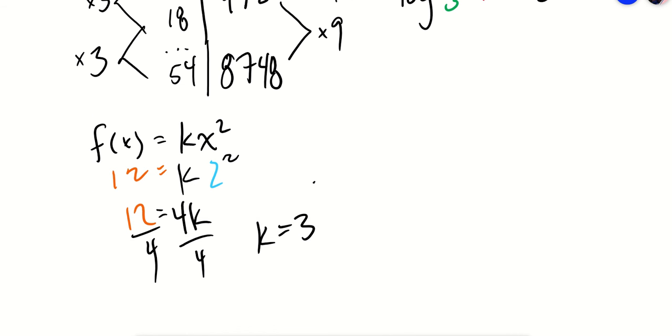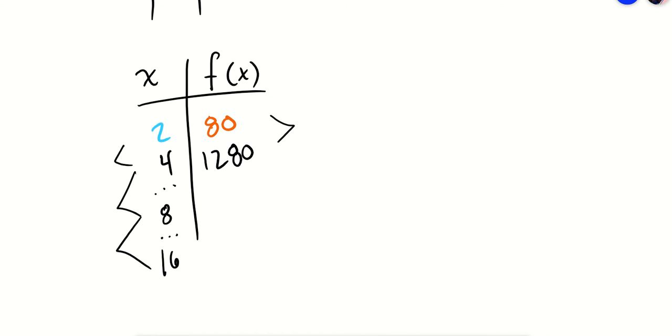So now we're going to be looking at f of 2 equals 80 and f of 4 equals 1280. So we're going to see on the left side we're multiplying times 2. 2 times 2 is 4. 4 times 2 is 8. 8 times 2 is 16. And on the right side we're multiplying: 1280 divided by 80 is 16.